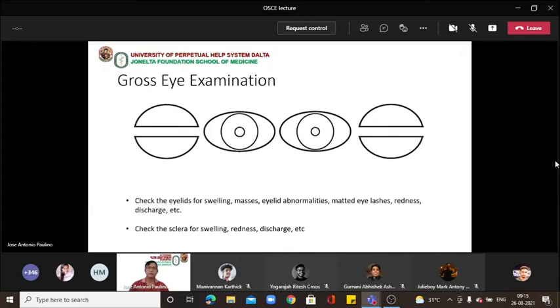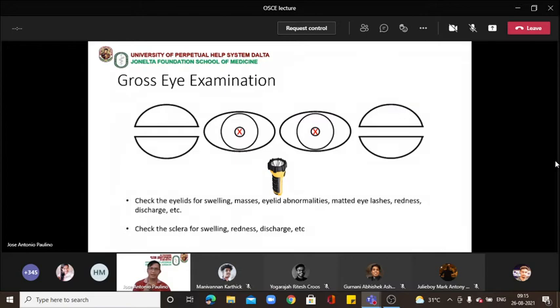So we also have to check the sclera for swelling, redness, and discharge after you do the gross examination around it. The next thing to do is the Hirschberg reflex. The Hirschberg reflex is done by pointing a flashlight in front of the patient's eye. This gives us the alignment of the eye, such that if the patient's eyes are looking straight, the light reflection would hit the center of the pupil, marked with the X.